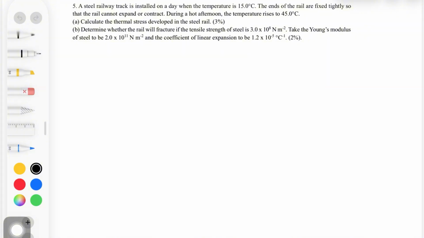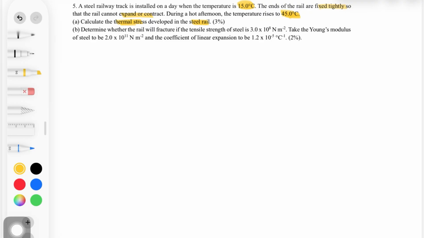Okay, let us continue with question number 5. Let me read the question. A steel railway track is installed on a day when the temperature is 15 degrees C. The ends of the rails are fixed tightly so that the rail cannot expand or contract. During a hot afternoon, the temperature rises to 45 degrees Celsius. Calculate the thermal stress developed in the steel rail. We have no information on how to calculate, so let us read the question and continue.